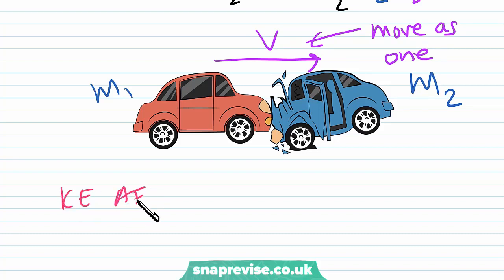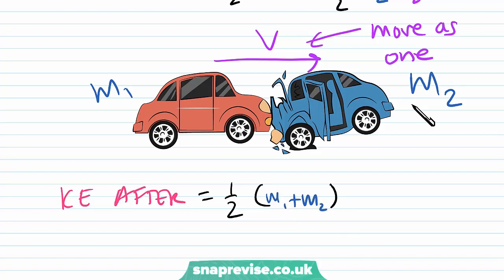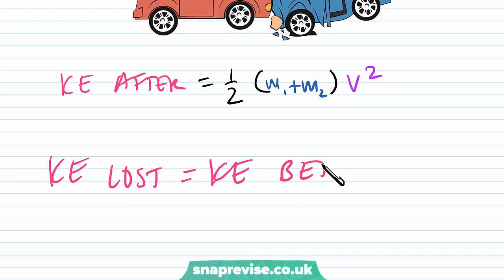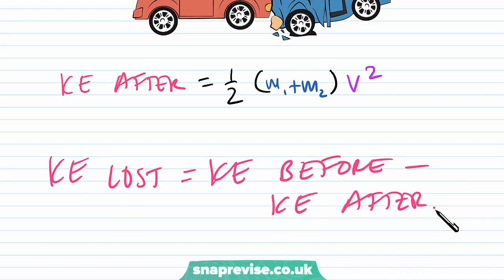So the KE after is going to be the kinetic energy of this whole object of the combined masses of the two cars. So that's given by a half times the mass of the two cars combined, so m1 plus m2, multiplied by their new final velocity squared, so v squared. And if we want to find the kinetic energy lost in this collision, we just do the kinetic energy before the collision minus the kinetic energy after. And then we can calculate how much energy has been lost.